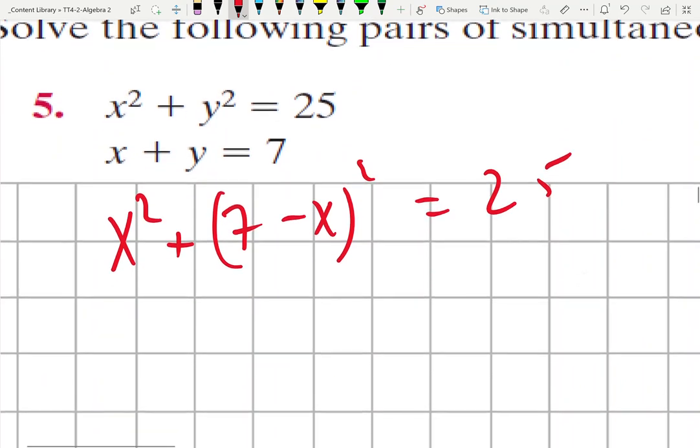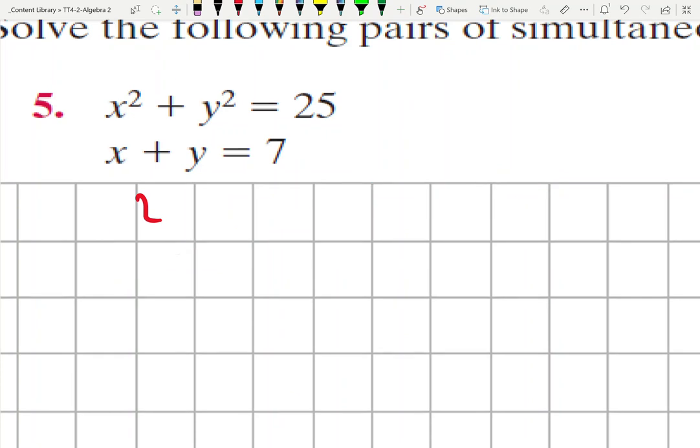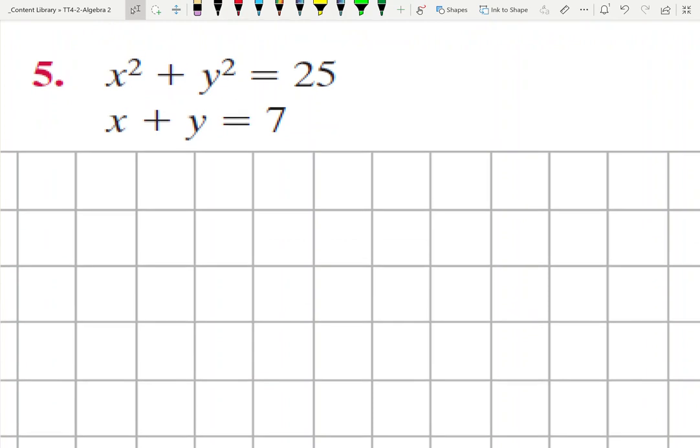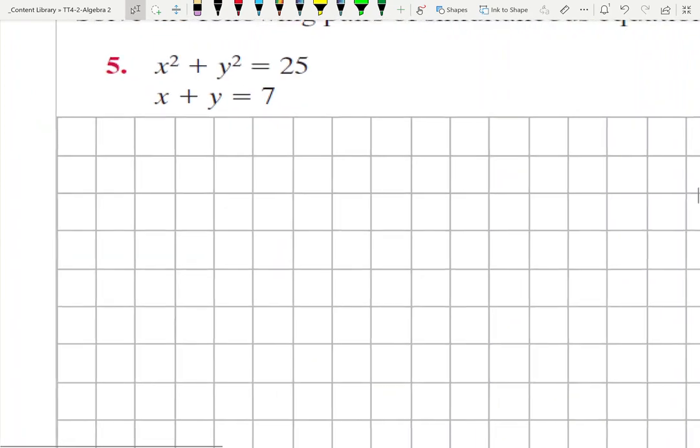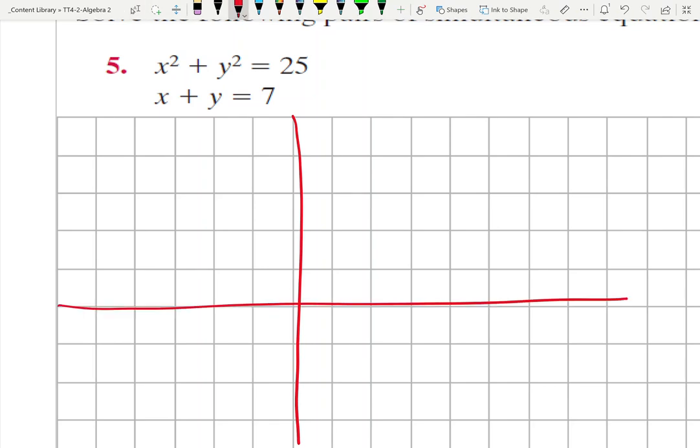I'm going to show you something. Just taking the Cartesian approach. Okay, this has a radius of 5. I'll just do this roughly. You could do it with construction. It's supposed to be a circle.